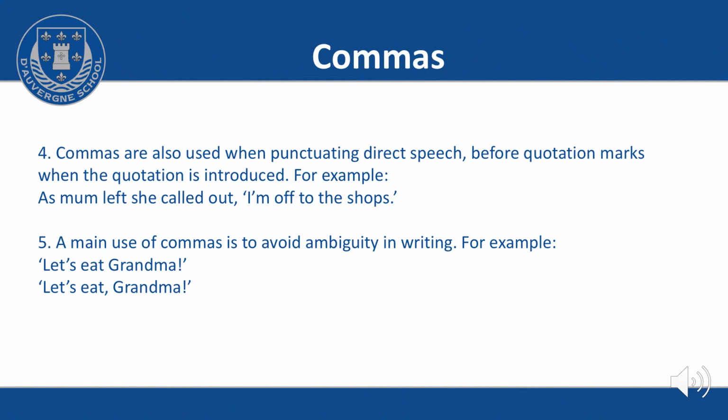A main use of commas is to avoid ambiguity, which means confusion in writing. For example, "let's eat grandma", or when said with the comma, it would be, "let's eat, grandma". The first sentence suggests that we should eat grandma. The second makes it clear that the writer is telling their grandmother that it's time to eat. So you can see here that just by adding in a comma, the complete meaning is changed.